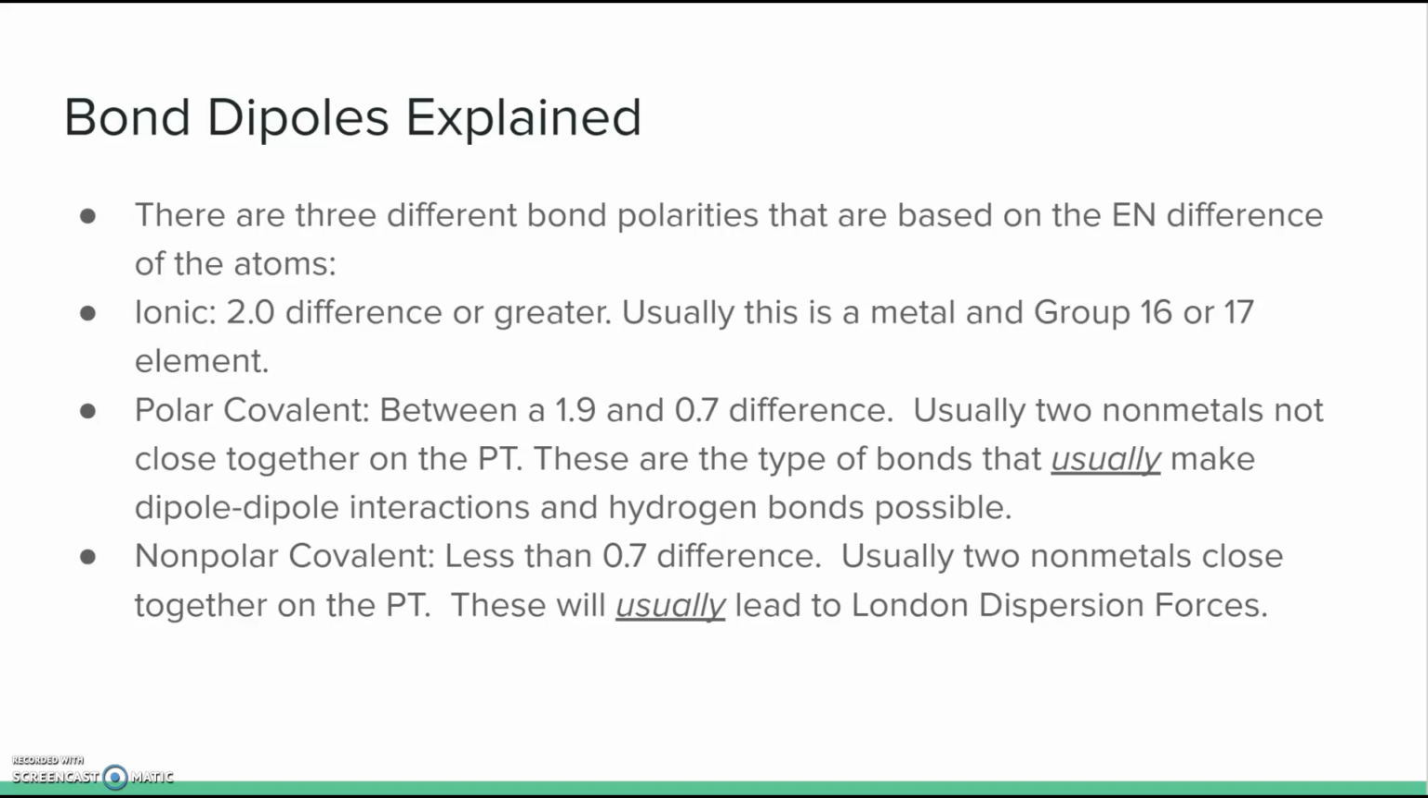Nonpolar covalent bonds are made up of less than a 0.7 difference in electronegativity, usually two nonmetals close together on the periodic table. These will usually lead to London dispersion forces.